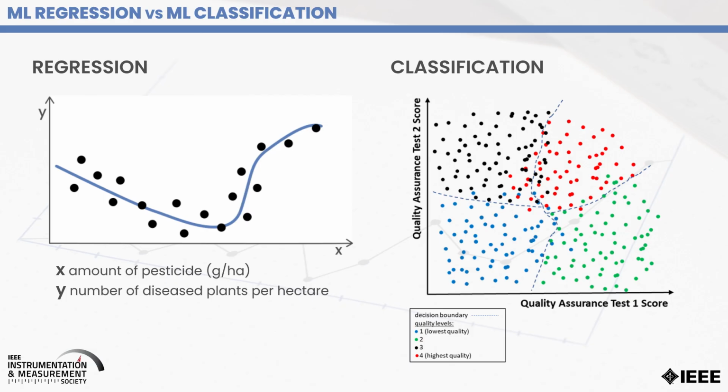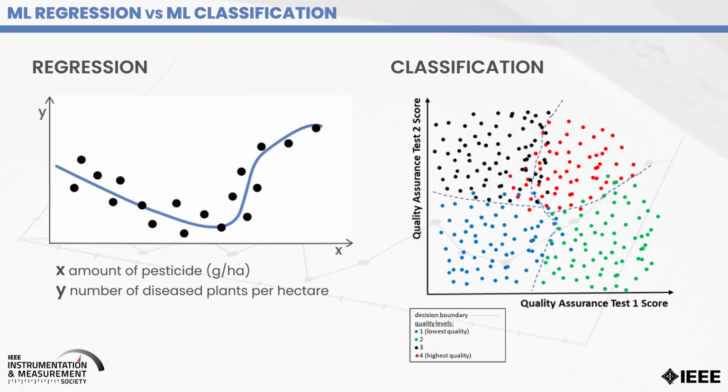So here you can see that there are two tests, test 1 and test 2, that are being done on a product, and based on that, the quality of the product can be determined to be either 1, which is the lowest quality, or 2 or 3, or 4, which is the highest quality. And these are field tests that we have collected in our data set, and the machine learning classification model here has come up with these dashed lines, which are the decision boundaries.